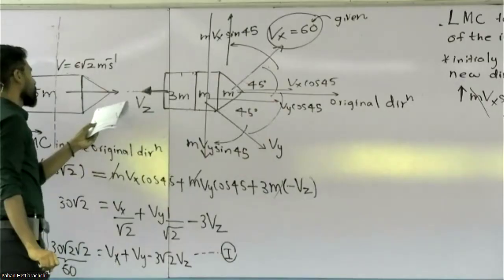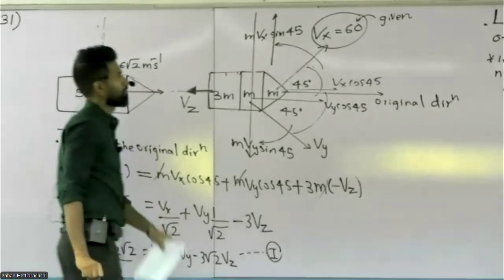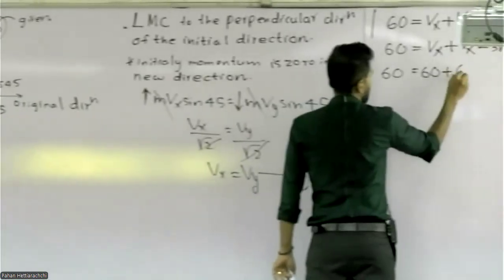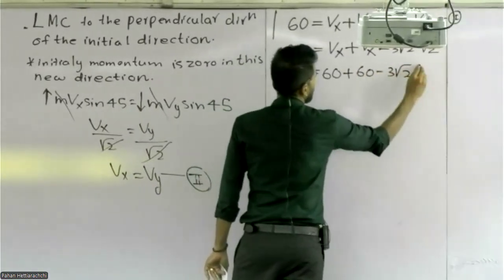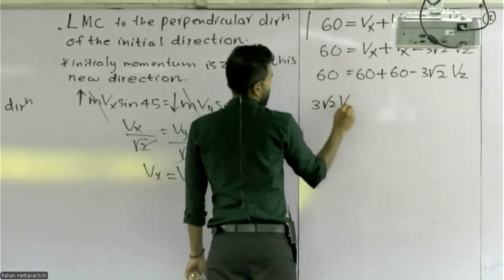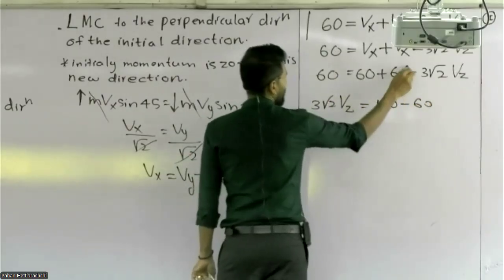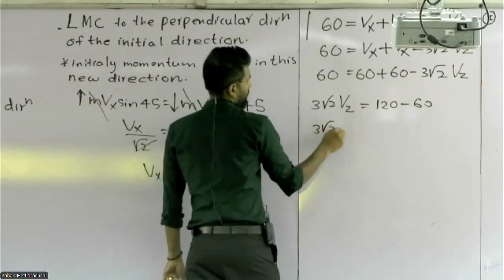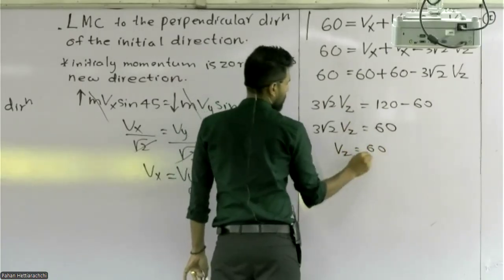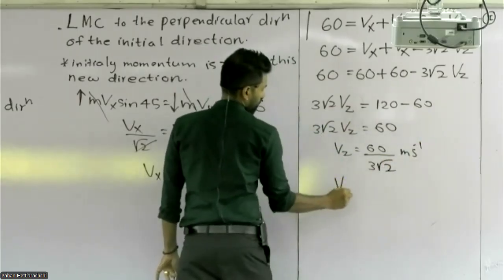Two smaller fragments of equal mass move at 60 meters per second at an angle of 45. So Vx is given as 60, Vy also 60, minus 3 root 2 Vz. So 3 root 2 Vz is equal to 120 minus 60. 3 root 2 Vz is equal to 60. Vz is equal to 60 over 3 root 2 meters per second.